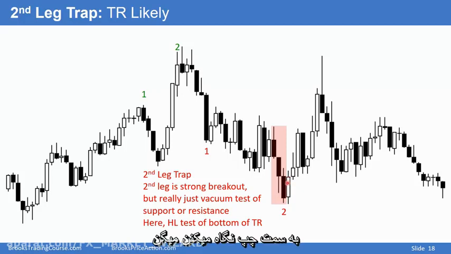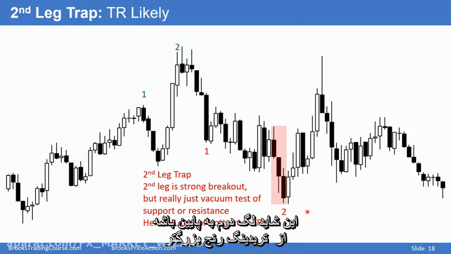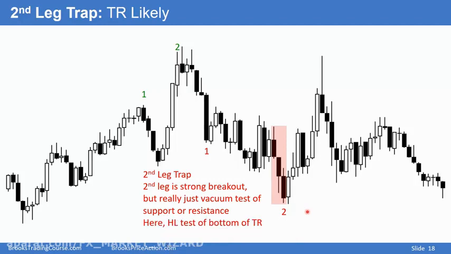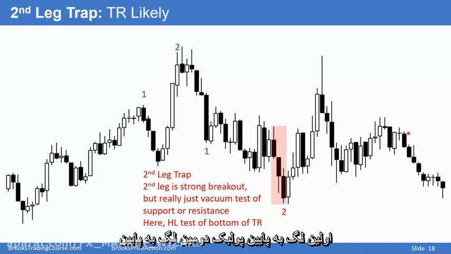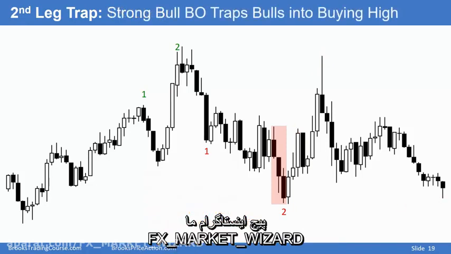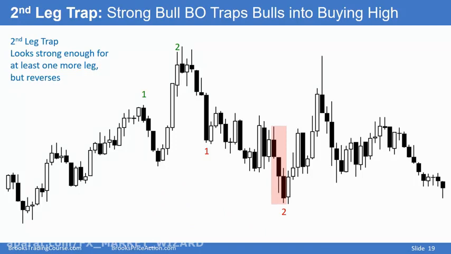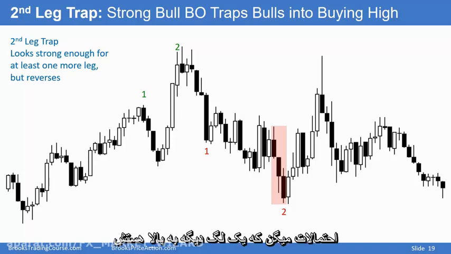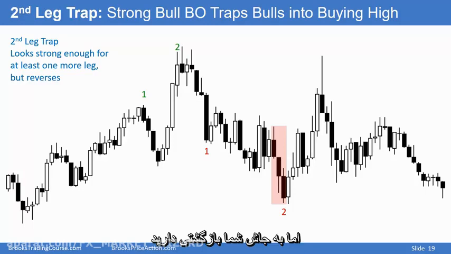So these bears are, at this point, really concerned. They look to the left and say, uh-oh, maybe this is not a successful breakout. Maybe this is just the second leg down in a big trading range. Trading ranges are filled with two-legged moves. One leg up, pull back, second leg up. One leg down, pull back, second leg down. Second leg traps, they always look strong enough so that traders believe the odds are there'll be one more leg up. But instead, you get the reversal.